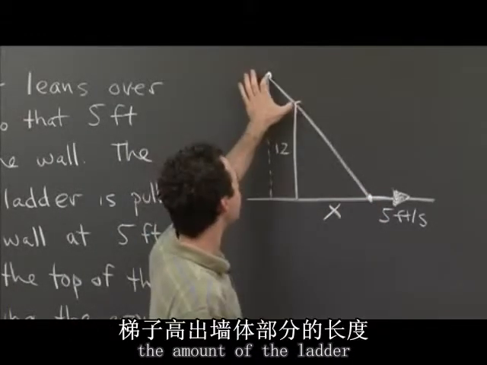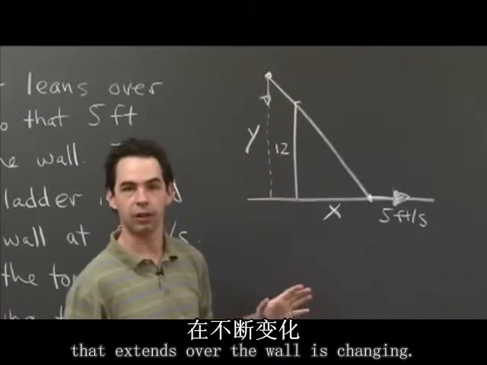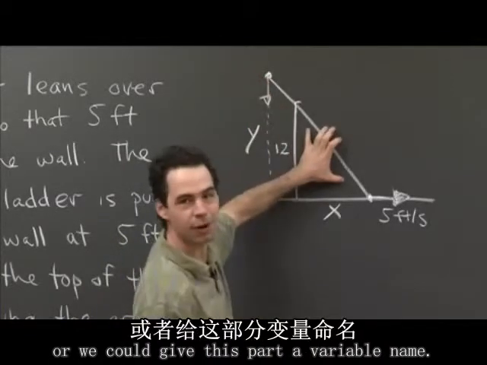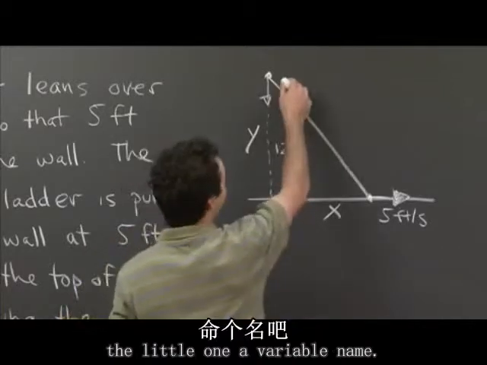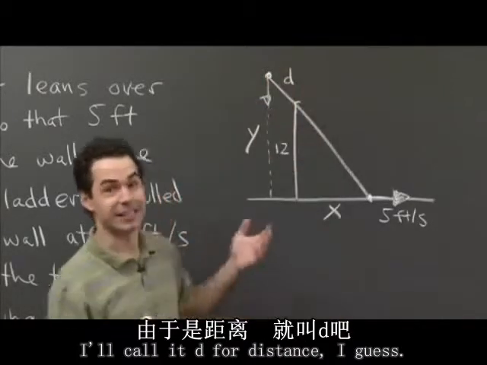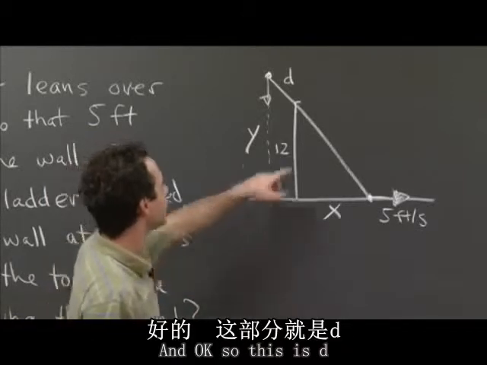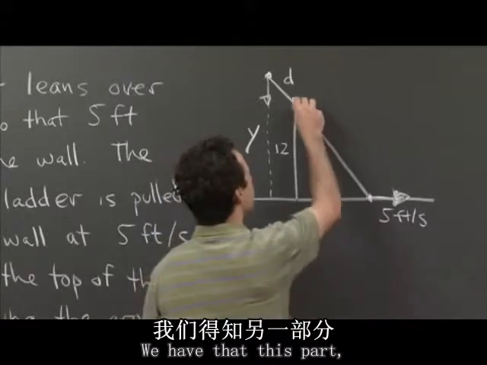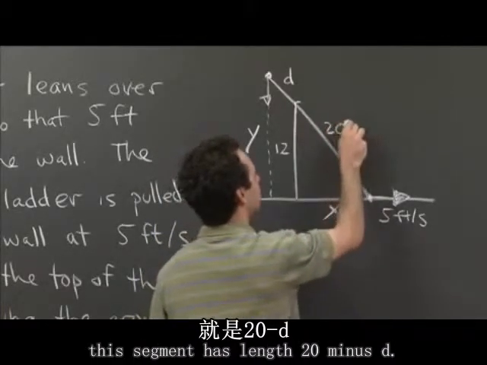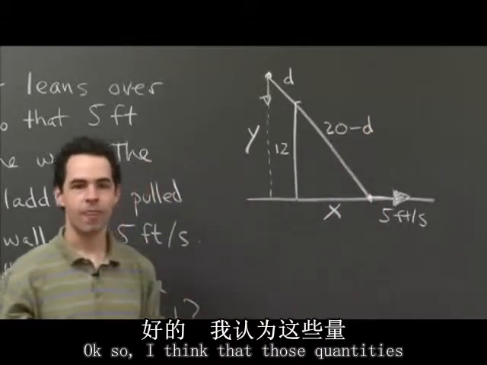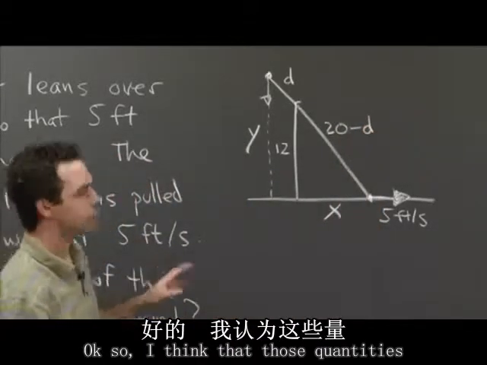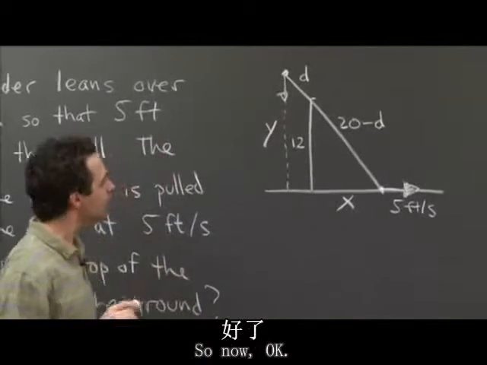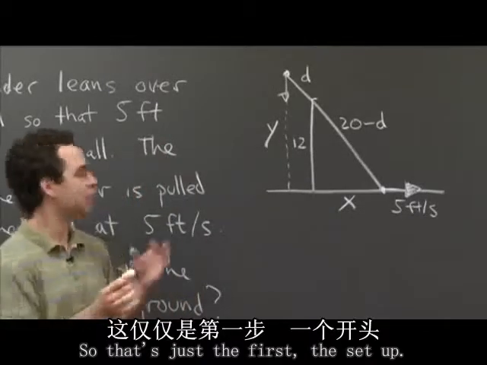The amount of ladder that extends over the wall is changing. We could give this a variable name, or we could give this part a variable name. I think I'm going to give the little one a variable name. I'll call it d for distance. If this is d, because the whole ladder has length 20, this segment has length 20 minus d. I think those quantities describe all the possible lengths of interest in this picture.